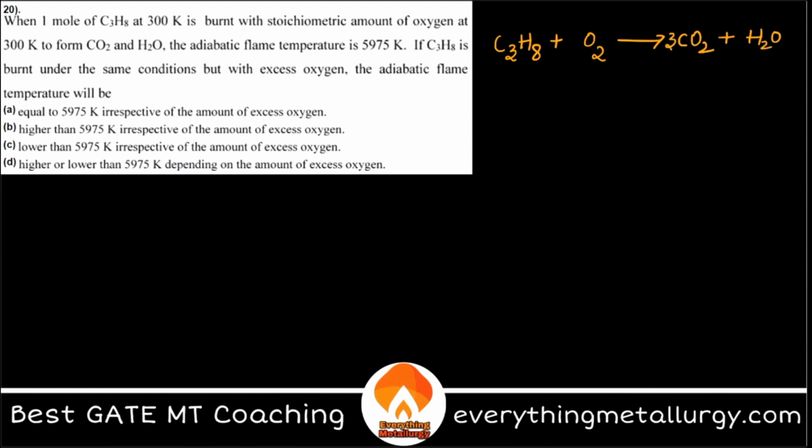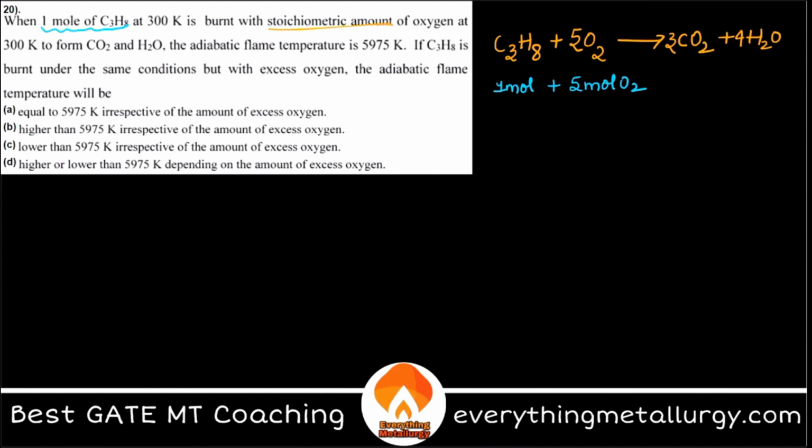We have 3 carbons, so 3 CO2, and 8 H, so 4 H2O. So 6 plus 4, 10, so this will be 5 O2. This is the balanced stoichiometric oxygen, because they asked about the stoichiometric amount. That means 1 mole of C3H8 will react with 5 moles of oxygen. Here we are burning 1 mole of C3H8, so to burn it, we want 5 moles of oxygen.